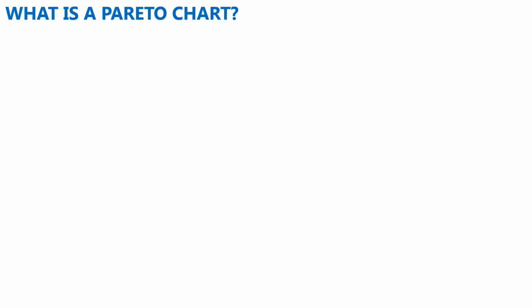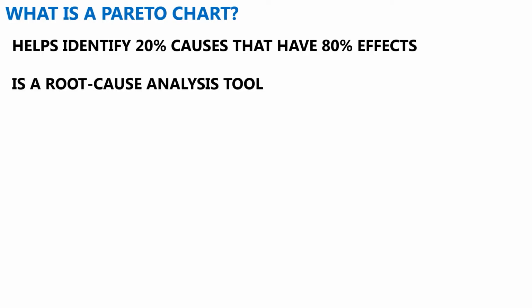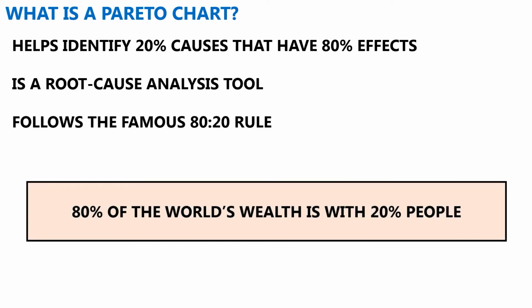What is a Pareto chart? A Pareto chart helps identify those 20% causes that have 80% effects. It is a root cause analysis tool. It follows the famous 80-20 rule, which states that 80% of the world's wealth is with 20% people.